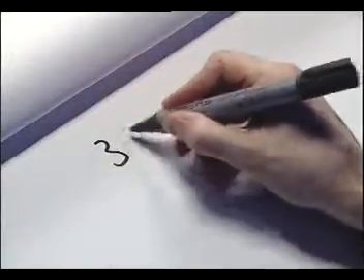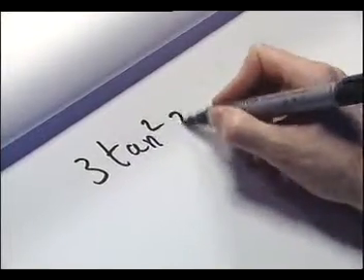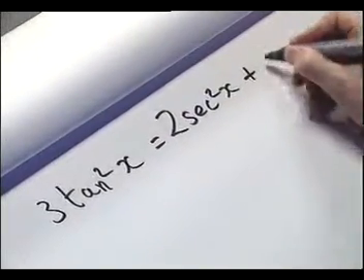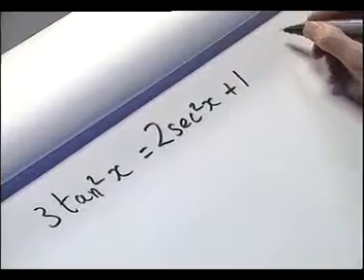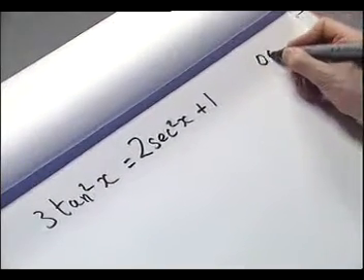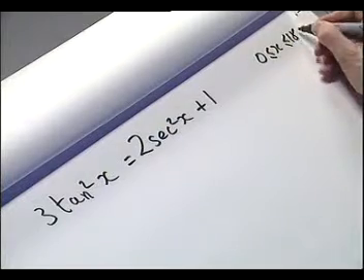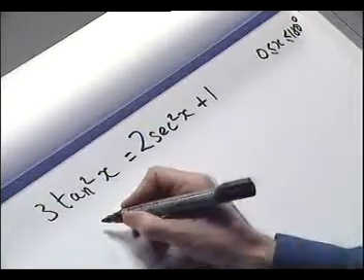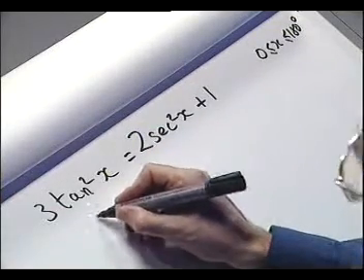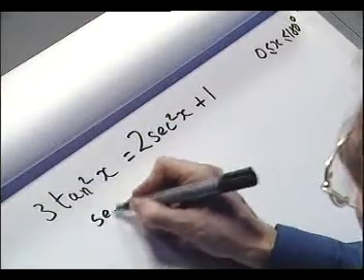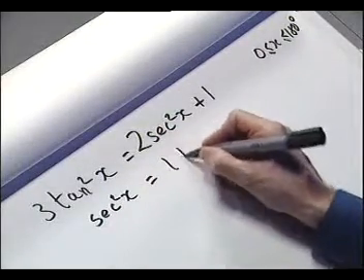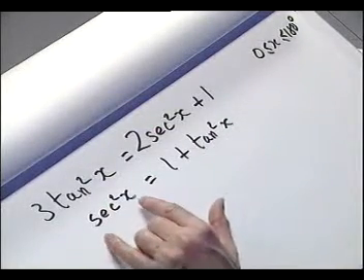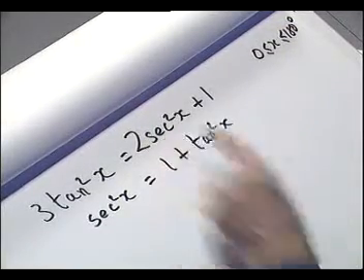So let's now have a look at 3 tan squared x is equal to 2 sec squared x plus 1. And this time we'll take x to be between 0 and 180 degrees. Now, the identity that we want is obviously the second one of the two that we had before. In other words, the one that tells us that sec squared x is equal to 1 plus tan squared x. And we want to be able to take this 1 plus tan squared and put it into there.